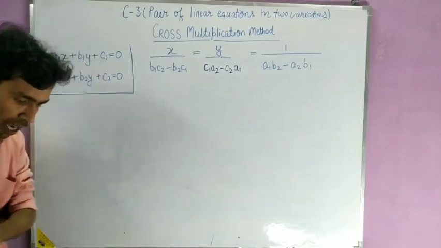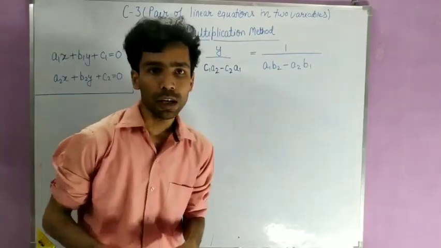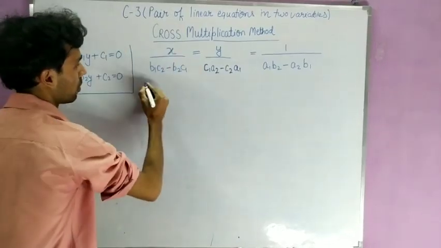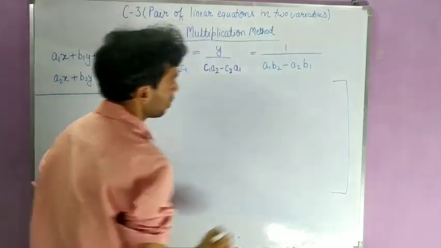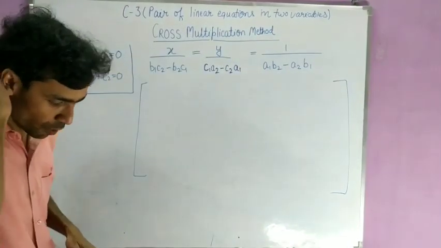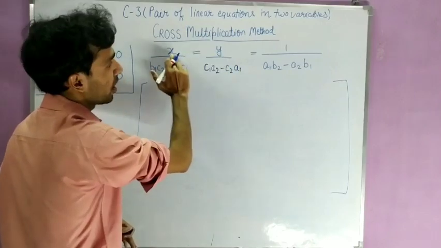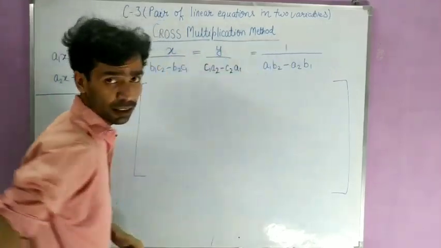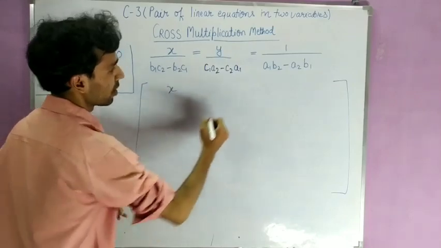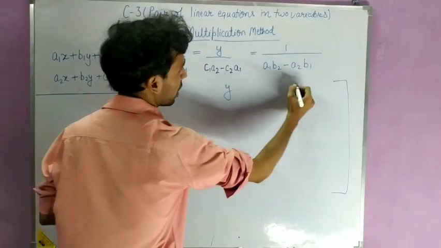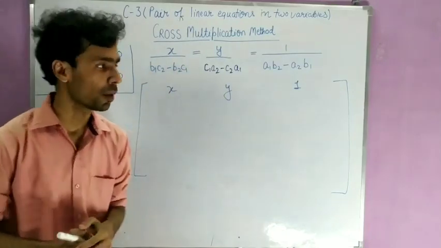Now I will tell you a short trick to memorize this formula. This is a trick you can write down. Now what is the trick? First you will write the numerator part. Here is x, here is y, here is 1. So here you will write x, then you will write y and you will write 1. This is the method to remember.